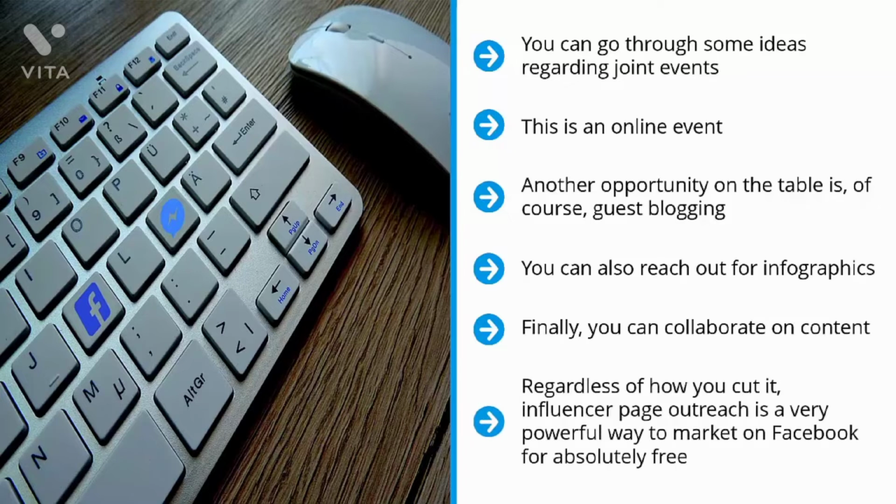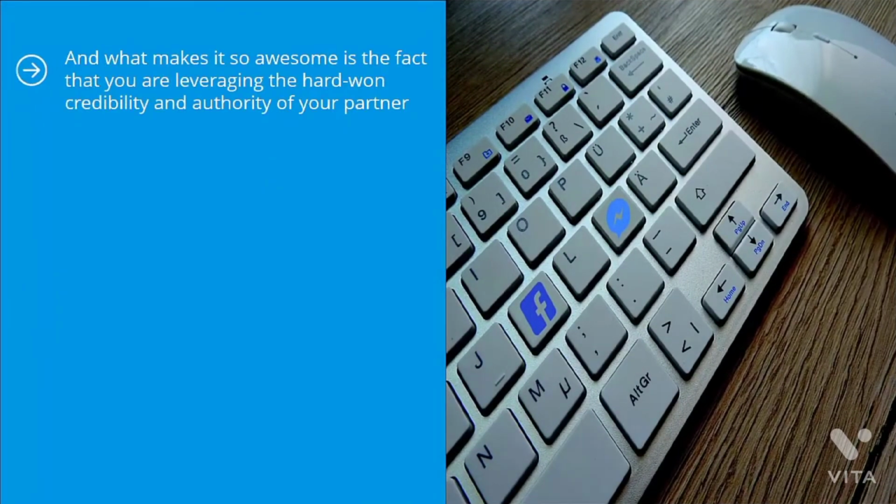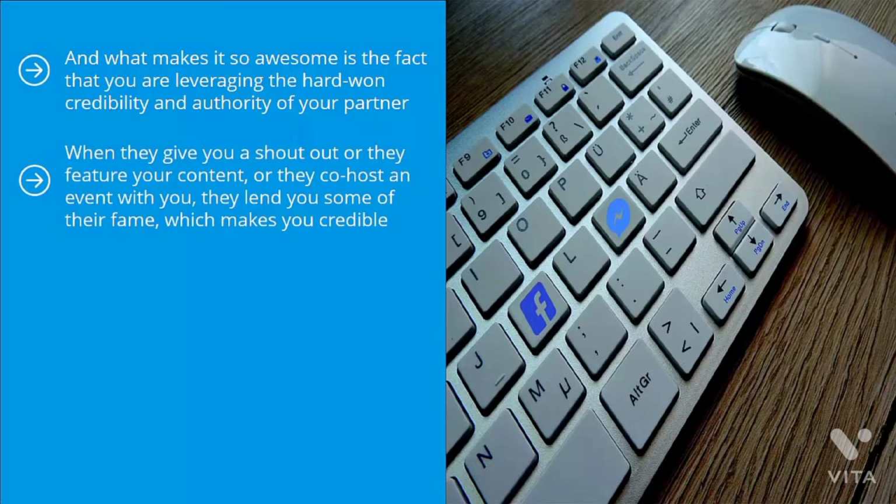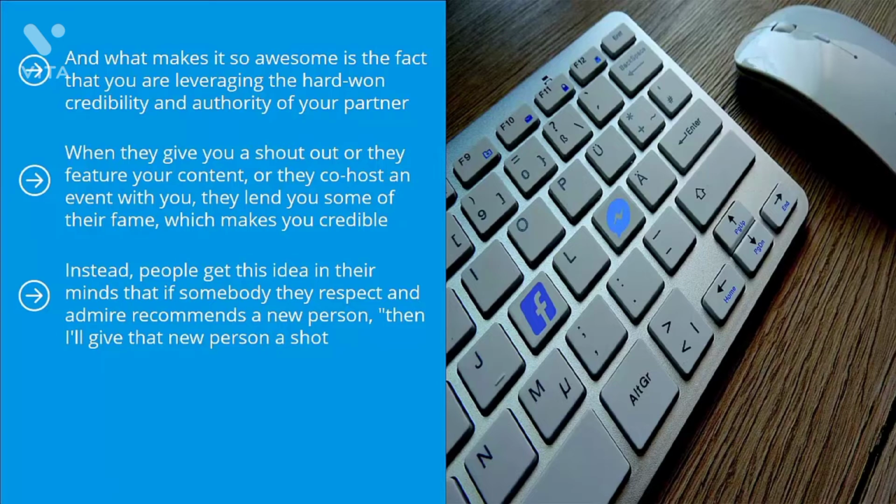Regardless of how you cut it, influencer page outreach is a very powerful way to market on Facebook for absolutely free. Seriously, your only investment is your time. And what makes it so awesome is the fact that you are leveraging the hard-won credibility and authority of your partner. They've been there before. They put in the work and the time to develop a rapport and a solid brand with the people that follow them. When they give you a shout-out or they feature your content or they co-host an event with you, they lend you some of their fame, which makes you credible. You're no longer some random stranger who came out of nowhere. Instead, people get this idea in their minds that if somebody they respect and admire recommends a new person, then I'll give that new person a shot.